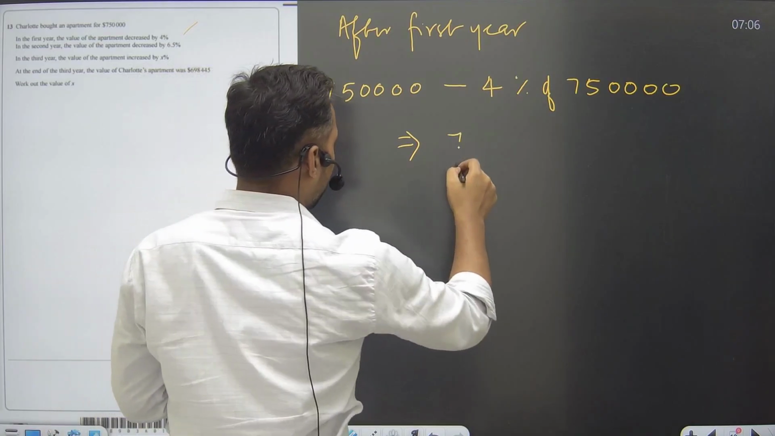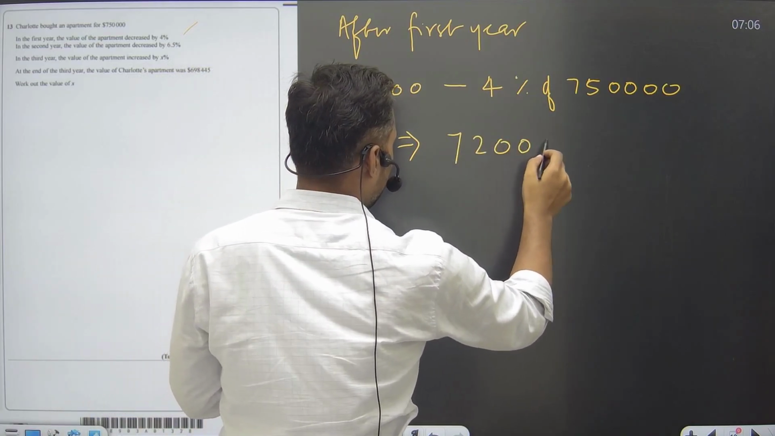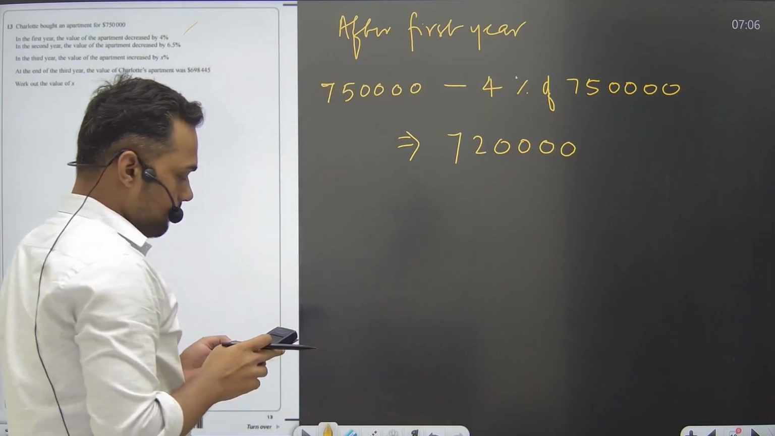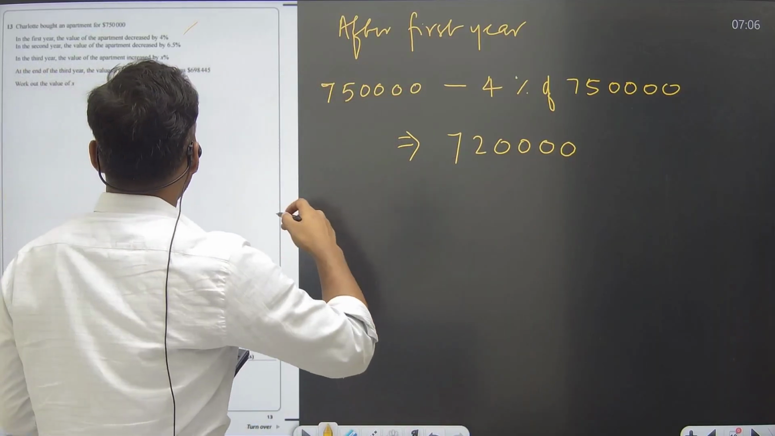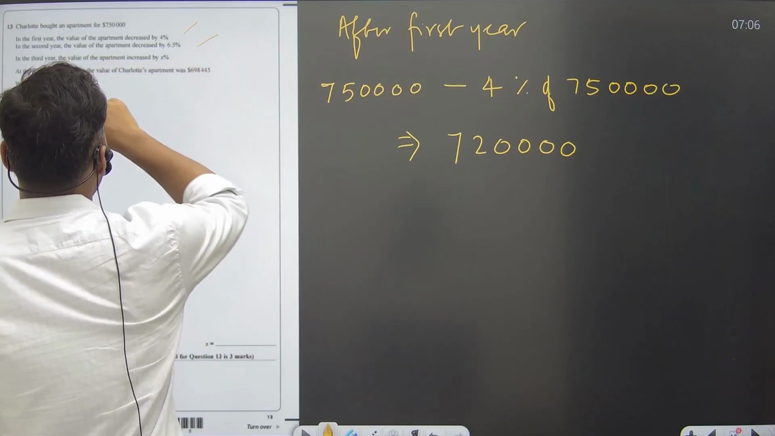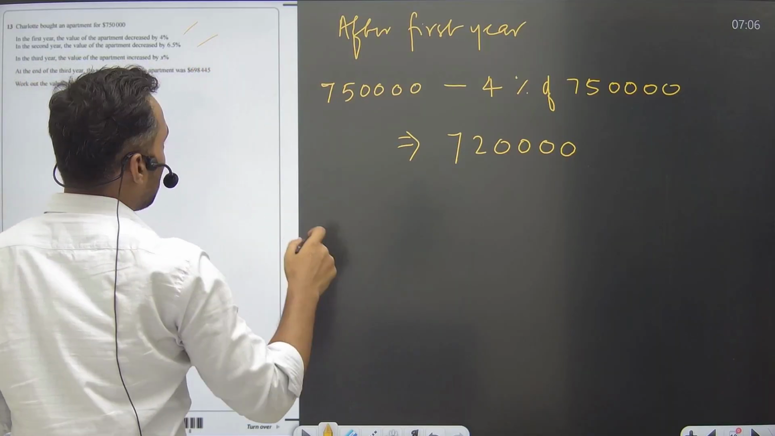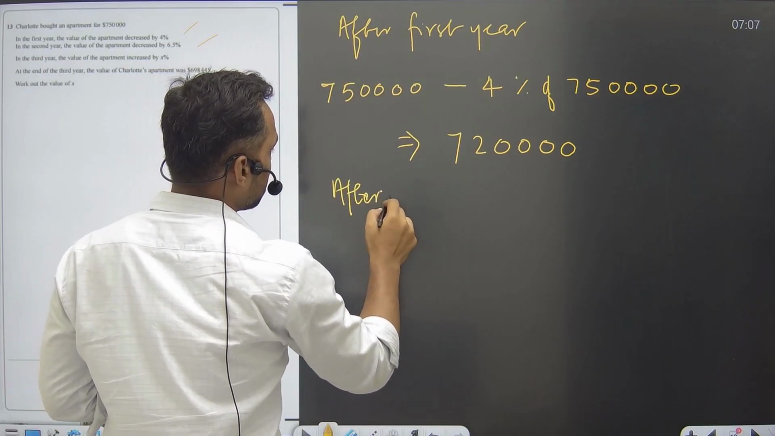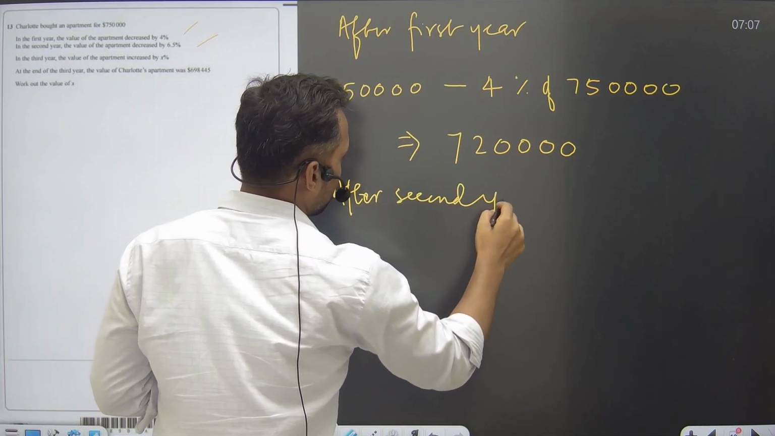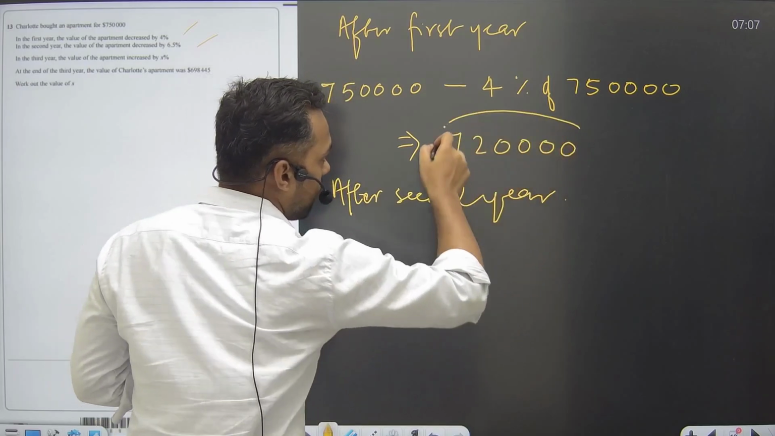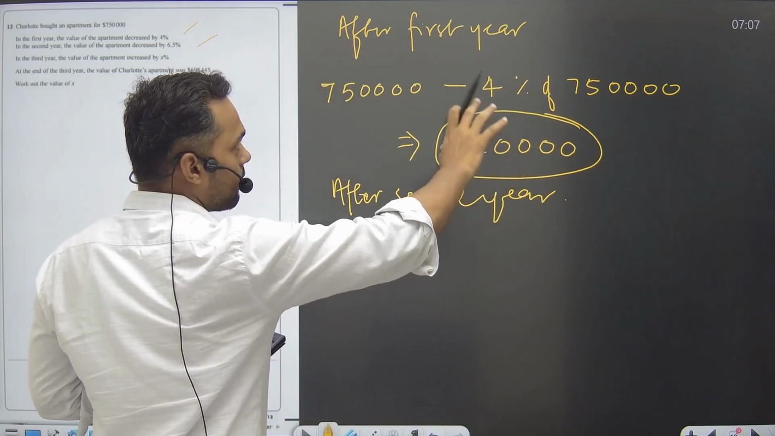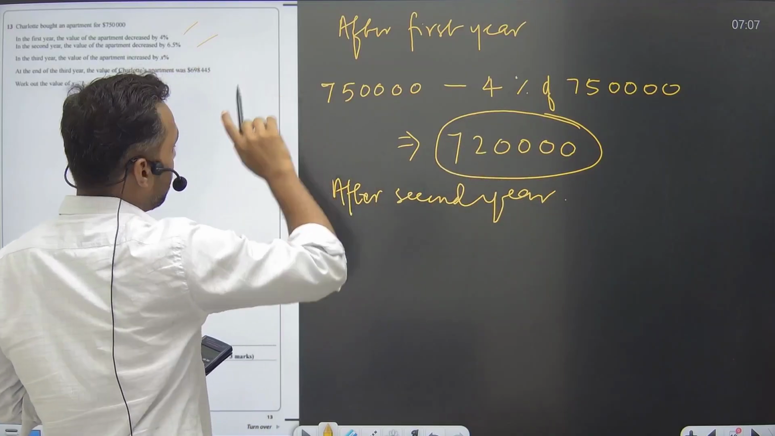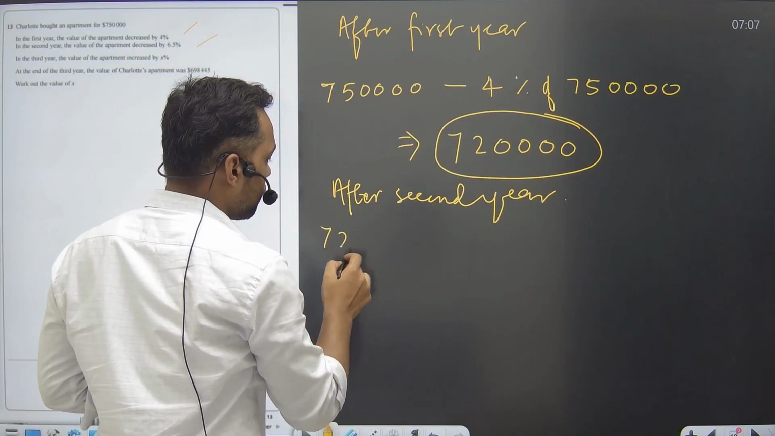So after the first year it will be 720000. This is the value after the first year. Now let's move to the second year. Again, after the second year, the value of the apartment decreased by 6.5%. So after the second year, this amount will be considered now, because the amount after the first year was this. Now we need to consider this amount, and the value is decreased by 6.5%.